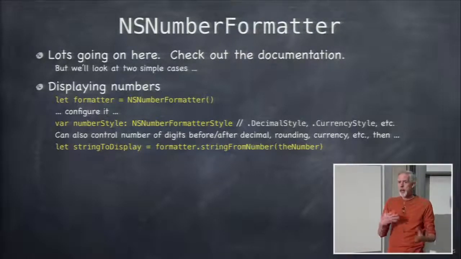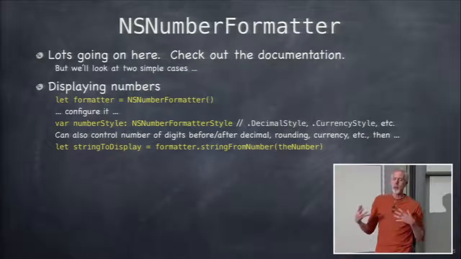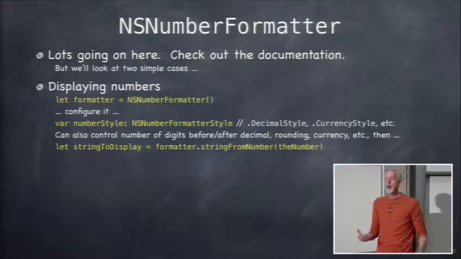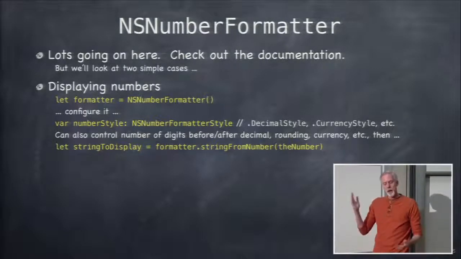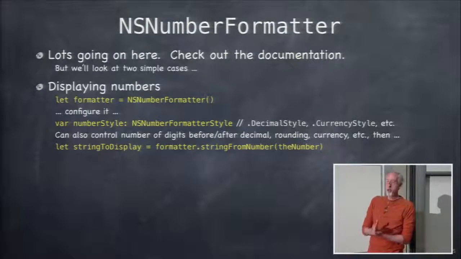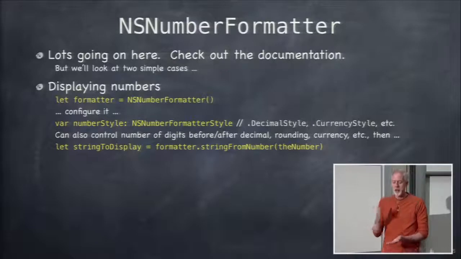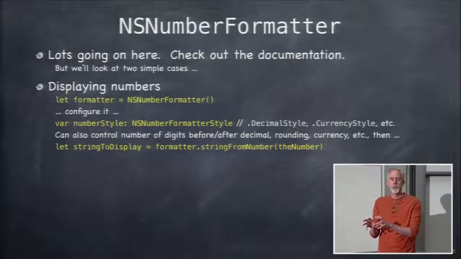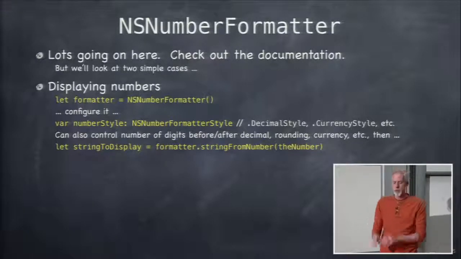Then you can set other things about the formatter, how many digits you want before and after the decimal point, how you want rounding to happen, all that kind of stuff. Set that all up, and then you just call the formatter's string from number. You give it the number you want, and it will return to you a string that uses all those attributes that you set up and is proper for the locale you're in. Okay? So that's that way.